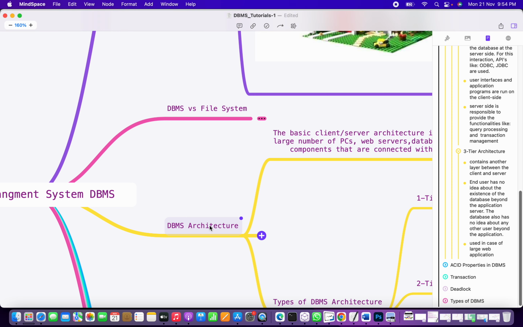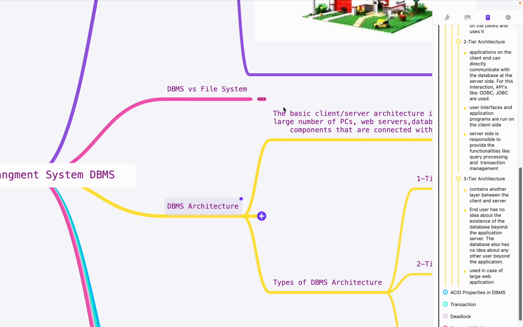DBMS architecture. So in general, DBMS architecture uses client server architecture. It includes a large number of PCs, users, or clients, I would say. It can be web servers and database servers. Both are connected, and both communicate with the help of protocols.